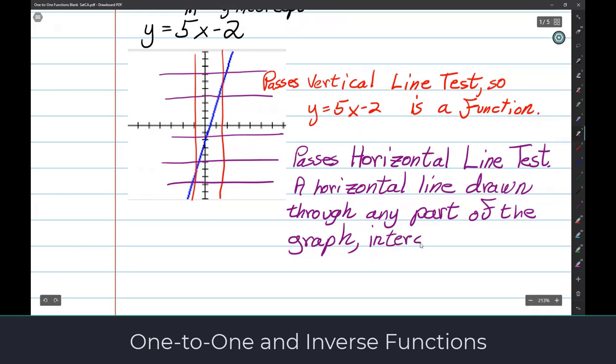Miss Barbara? Yes. So does it have to pass both of these tests for it to be considered one-to-one or just one of them? Well, it has to be a function to be a one-to-one function. Okay. So yeah, it has to pass both. Yeah, a horizontal line drawn through any part of the graph intersects the graph at only one point.